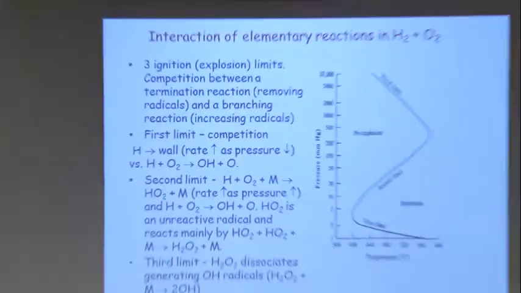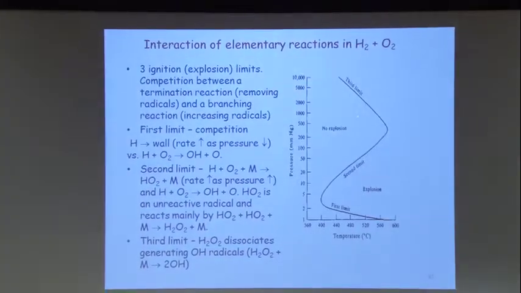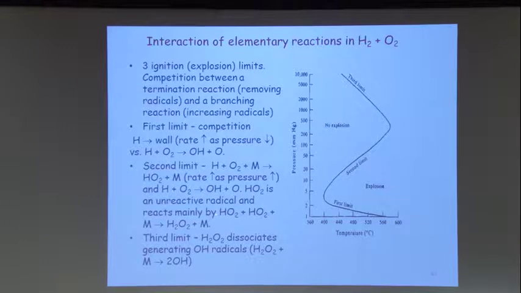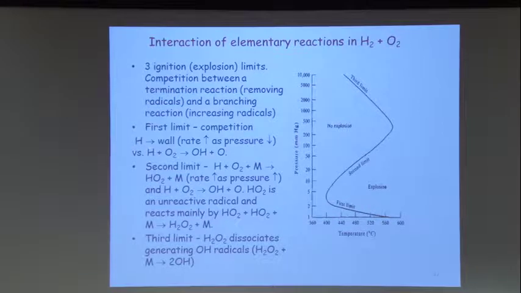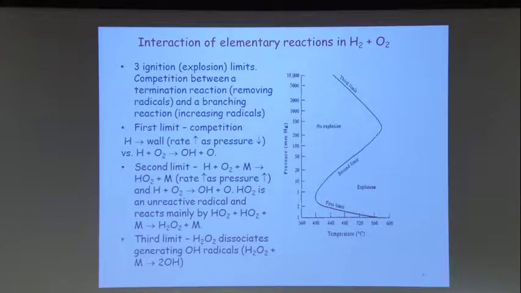And then if you go to high enough pressure, you have another reaction where H2O2 can collide with a gas and get heated up to make two OHs. That reaction is actually endothermic, so that's mostly at the higher temperature end. And part of this is that in addition to losing radicals to the wall, if you're running exothermic reactions, you're also losing heat to the wall.